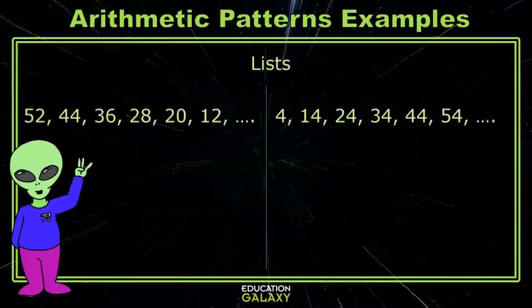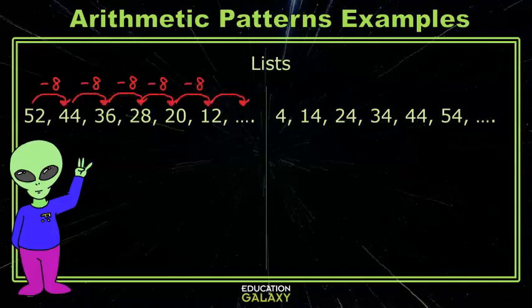In this list, 52, 44, 36, 28, 20, 12, each term is decreasing by 8. That means the rule is to subtract 8. If we continue this pattern, the next number would be 12 minus 8, which is 4.